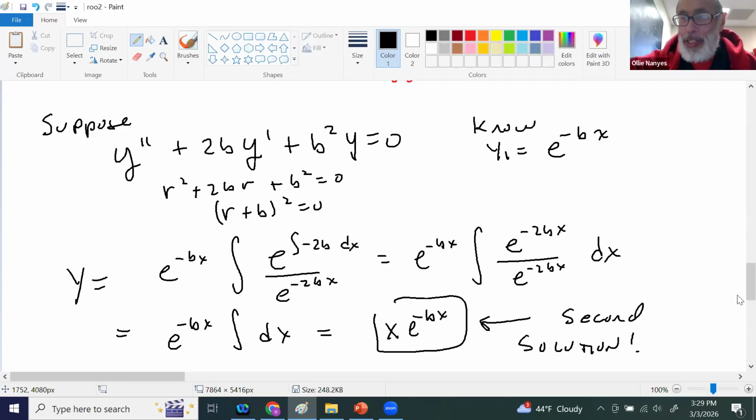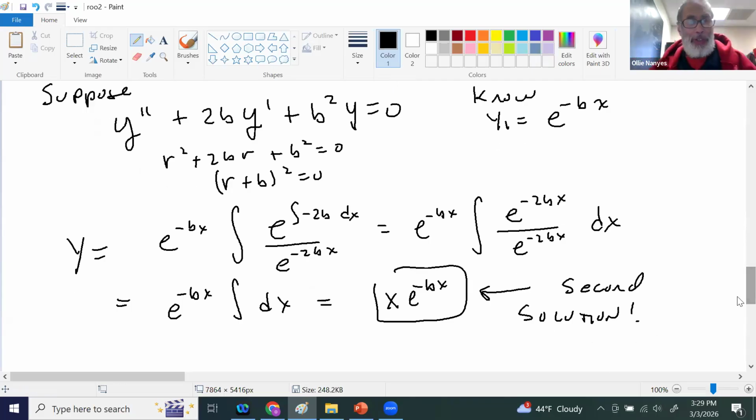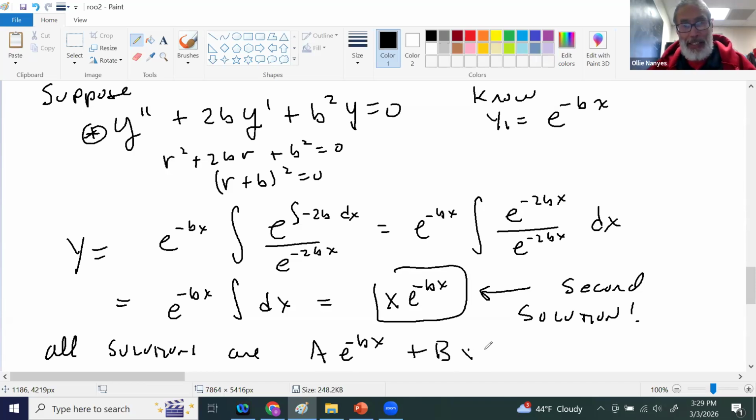So what we know is that we have two linearly independent solutions to this thing. So the upshot is that all solutions are of the form a e to the minus bx plus b x e to the minus bx. Which is what I set out to do in class, and you can see with this formula, it's quite easy. So thanks for watching.